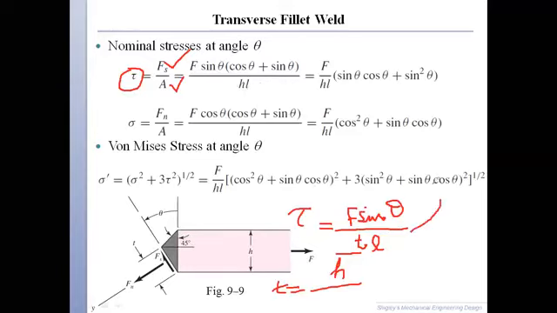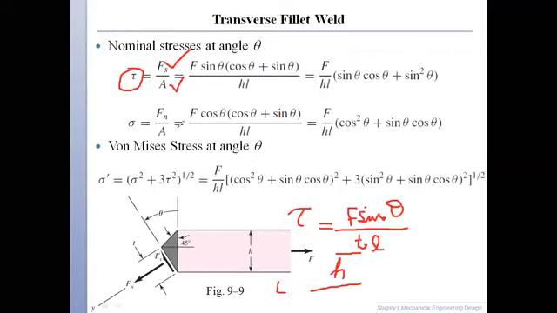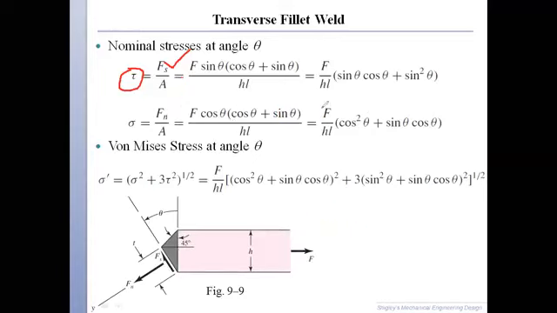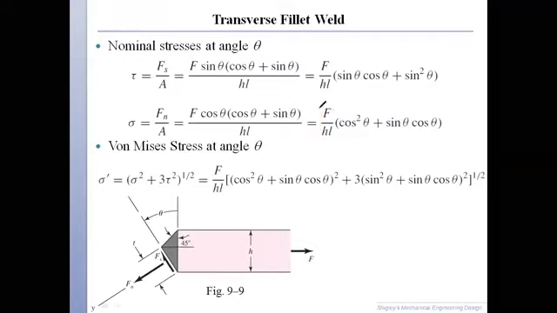So incorporating this in this equation, we will get F over HL times sin theta cos theta plus sin square theta. ठीक है जी. Similarly, we can find out the normal stress, which will be equal to Fn over A, and that is, putting the value of T in there, we will have F over HL cos square theta plus sin theta cos theta. ठीक है जी.